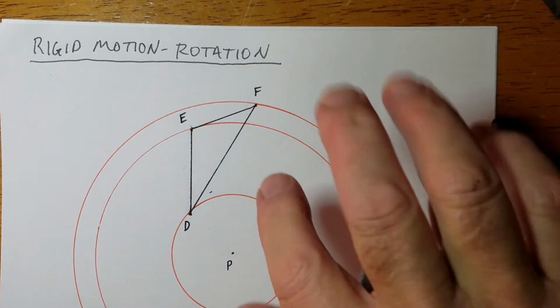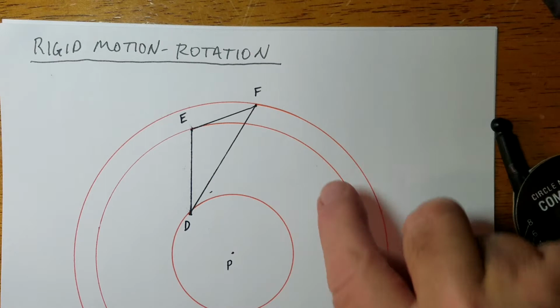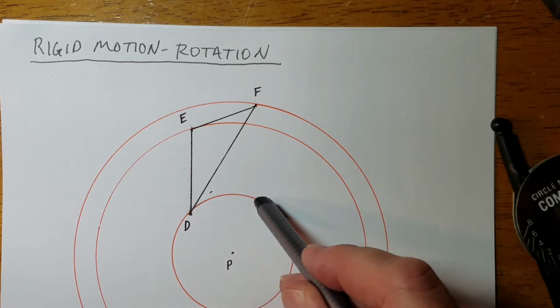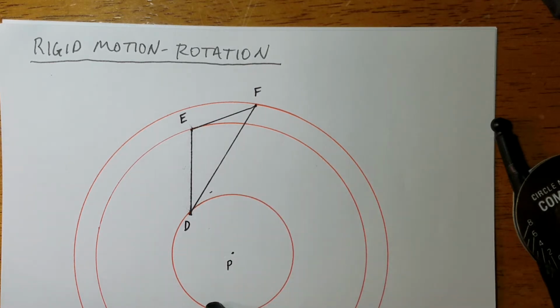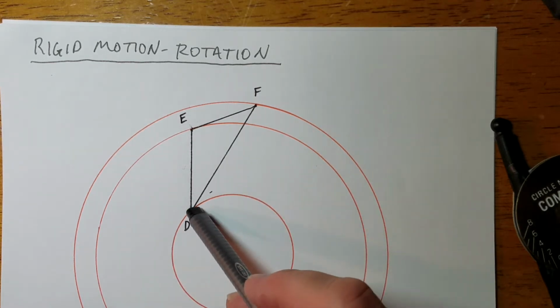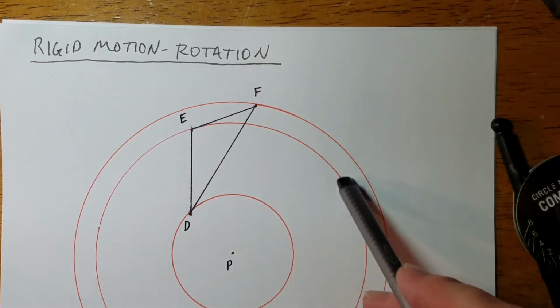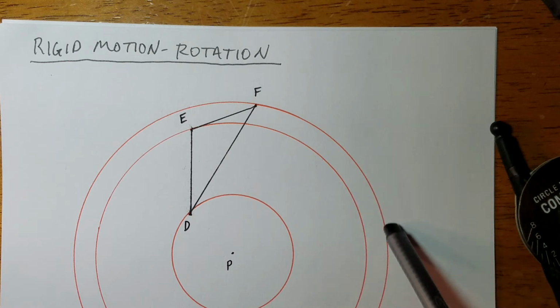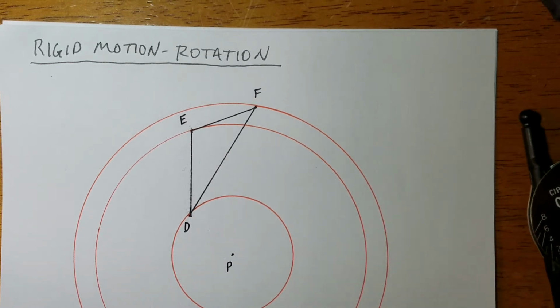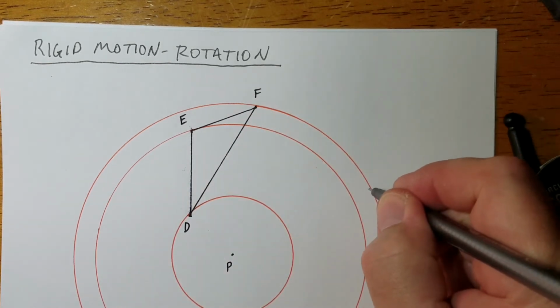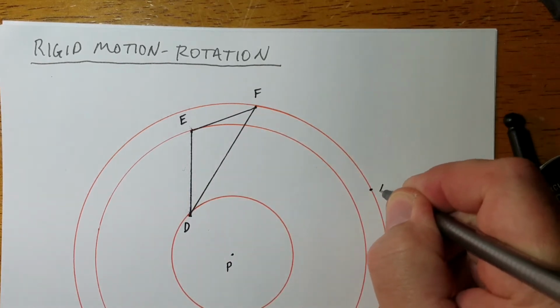So what we're going to do now is rotate this triangle, and as we do it, each one of the vertices will follow its own path around point P. So D will travel on the inner circle, point E on the middle circle, and point F on the outer circle. So we could just place an image point anywhere. How about if I just put point F prime here?